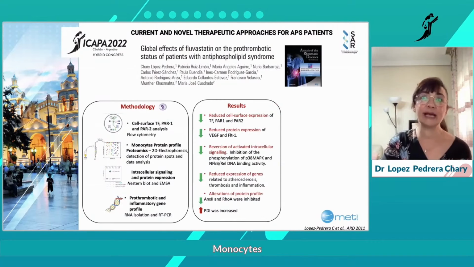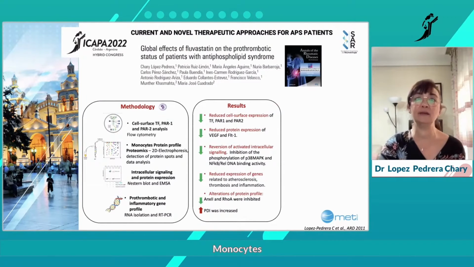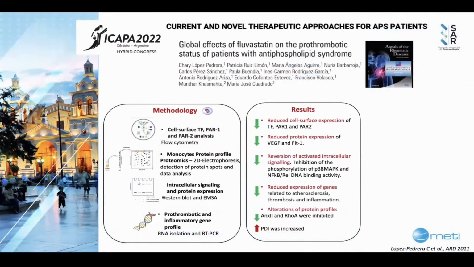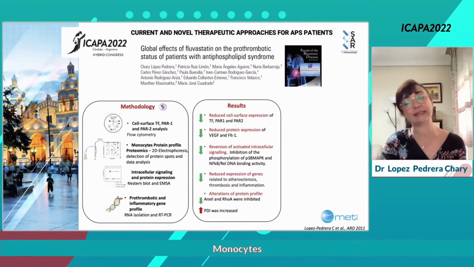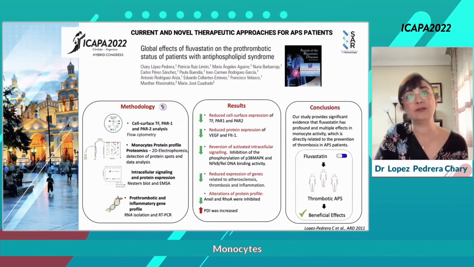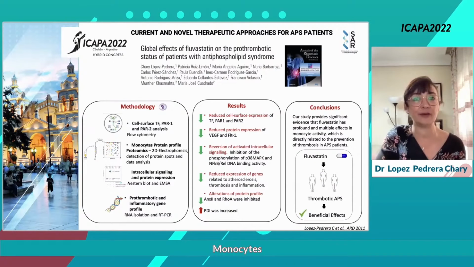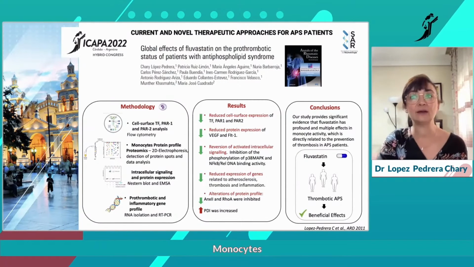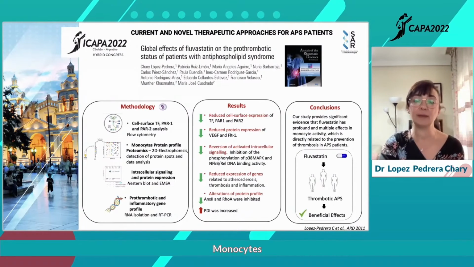After 1 month of treatment, monocytes of APS patients showed a significant inhibition of tissue factor, protease activated receptors 1 and 2, vascular endothelial growth factor, and FLT1 expression, all of them related to the inhibition of P38 MAP kinases and nuclear factor kappa B binding activity. Proteomic analysis also showed reversed expression of proteins involved in thrombotic development after fluvastatin administration. In conclusion, the data from this study support the belief that fluvastatin has multiple profound effects in monocyte activity, which might contribute to the thrombosis prevention in APS patients.